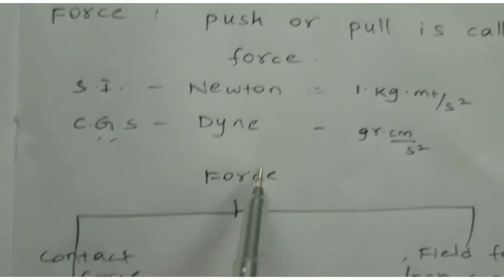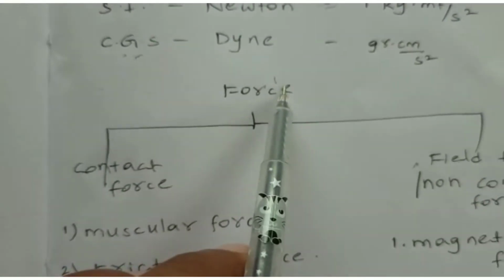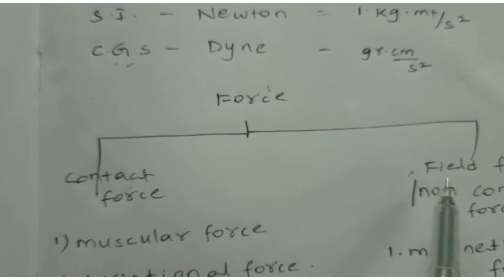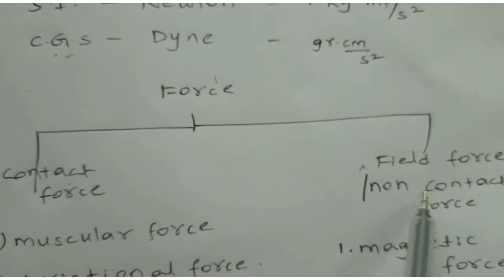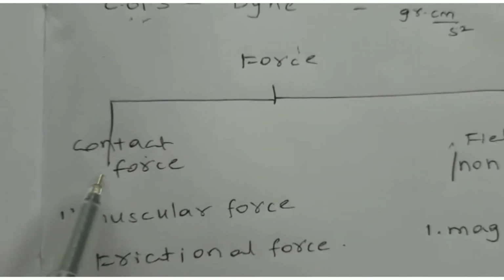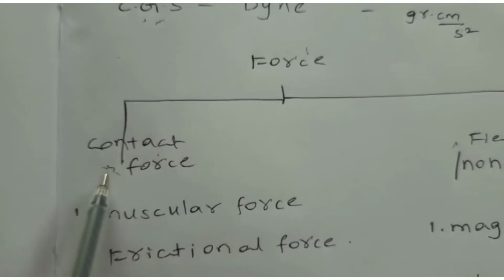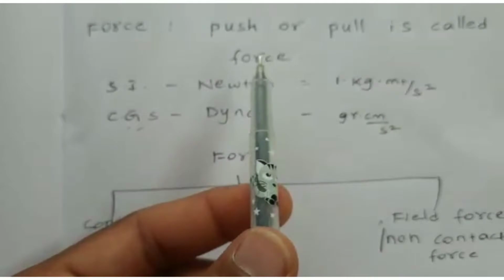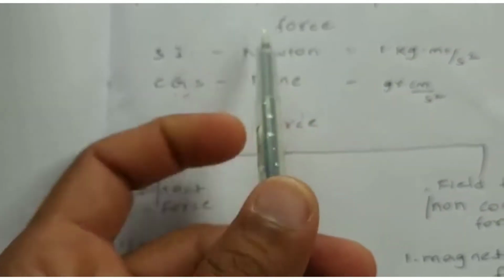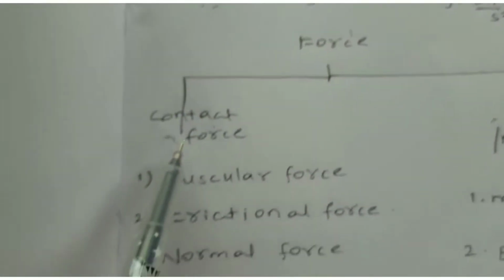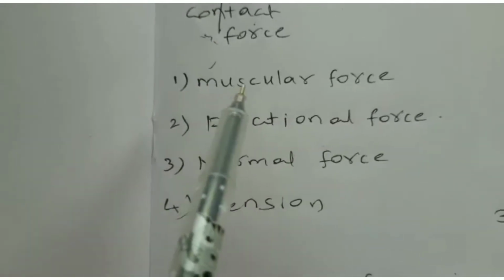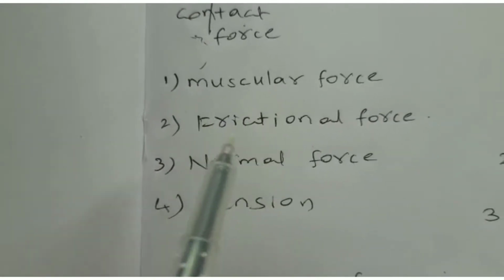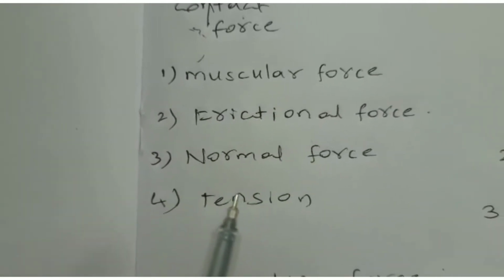Force is divided into two types: contact force and field force, or non-contact force. Contact force means there is a physical contact between two objects. Example, I hold the pen. There is contact between the pen and my fingers. It is called contact force. The examples are muscular force, frictional force, normal force and tension.